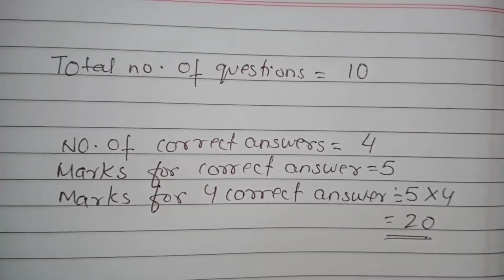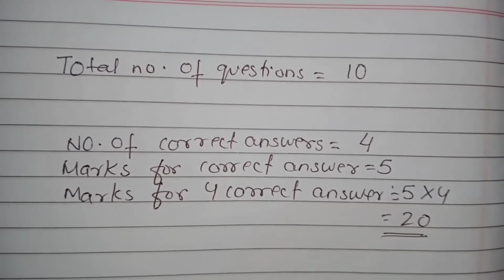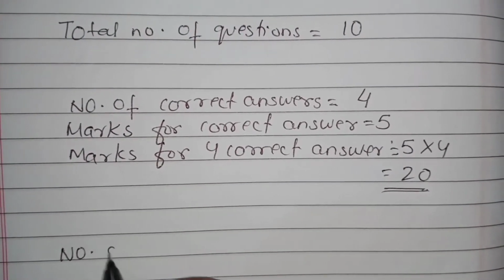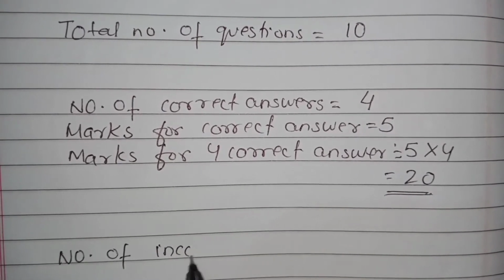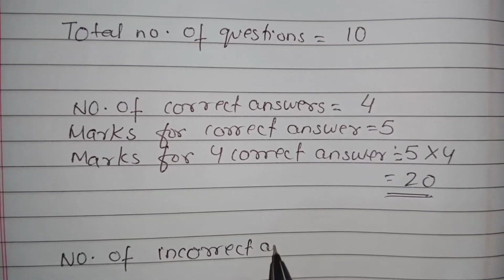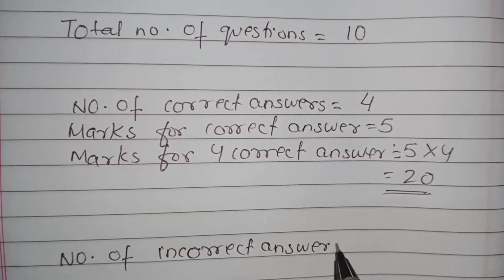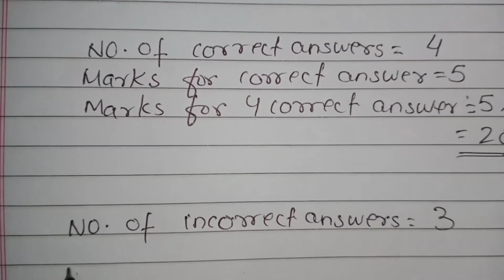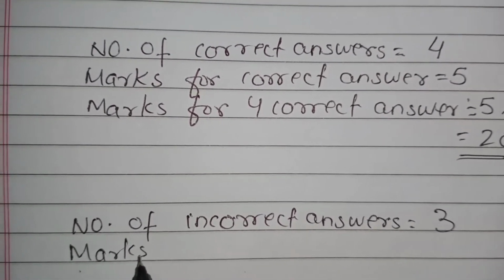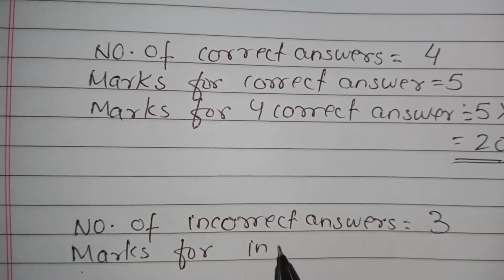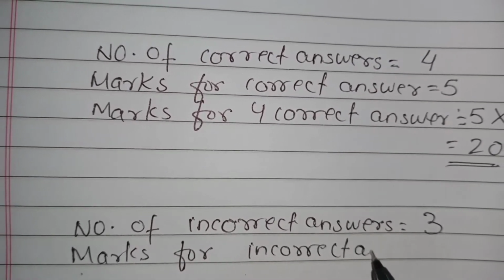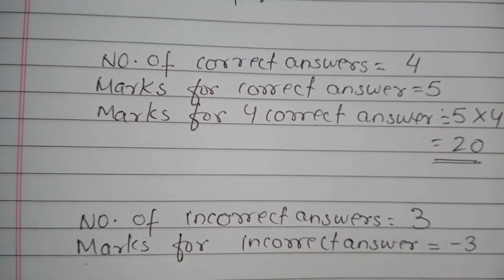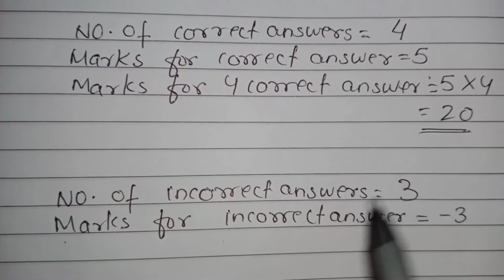Now we have to find the marks for incorrect answers. In the same way, we will write the number of incorrect answers. The number of incorrect answers was 3. And the marks given for an incorrect answer is minus 3. For 1 incorrect answer, minus 3. Then what will be the marks for 3 incorrect answers?